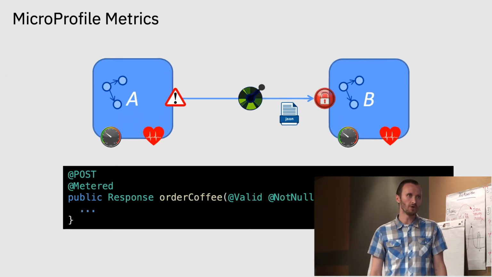Metrics is really nice. All you do in this example, you add a metered annotation, and the runtime will monitor the number of requests, the rate of requests per unit time, the response time of that service. So really quick and easy and standardized way to monitor the health metrics of requests.